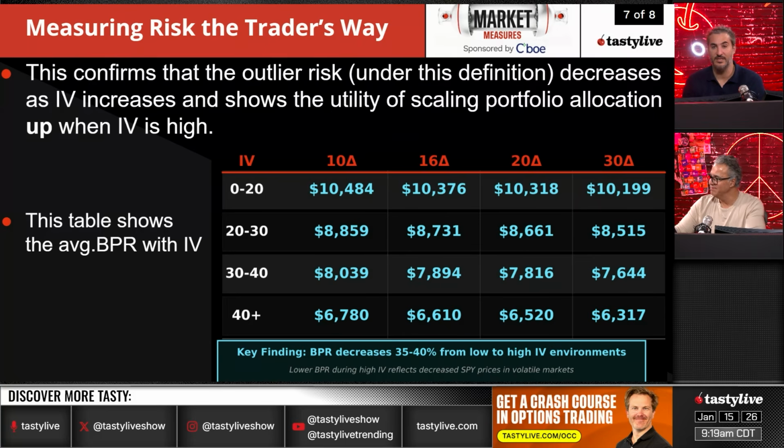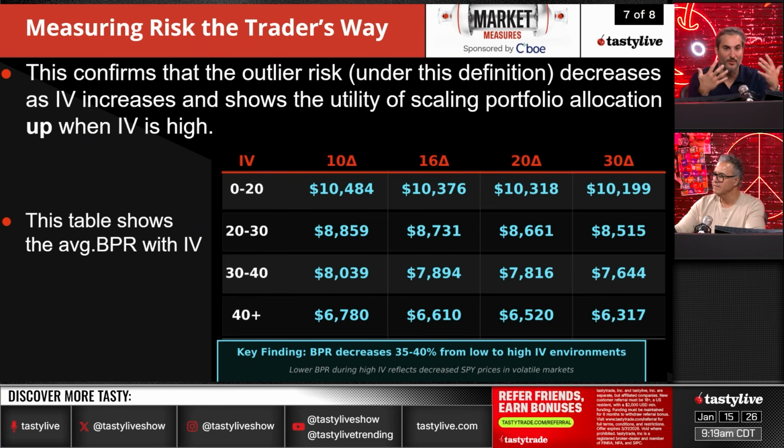So on the next slide here, this confirms that the outlier risk under our definition of buying power decreases as IV increases, and shows the utility of scaling portfolio allocation up when IV is high. It allows you not only to have more short volatility, but the actual buying power that you're using on your positions decreases significantly. That's why we're always looking for that high IV environment.